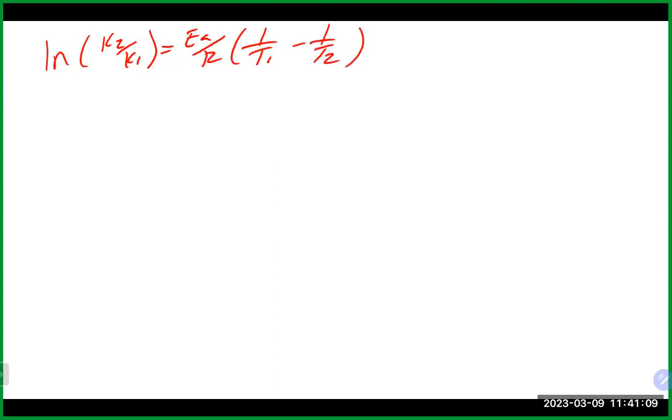We talked about the Arrhenius equation, which is the natural log of K2 over K1 equals Ea over R, 1 over T1 minus 1 over T2. Remember that this is sometimes referred to as the 2-point version of it, which is based off of the other Arrhenius equation, the graphical one that we talked about, which is this one.